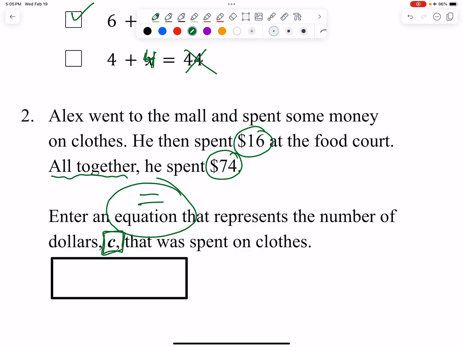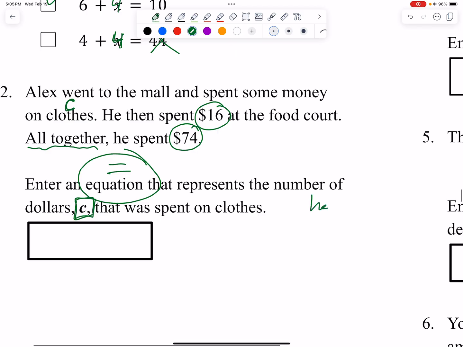So where do you see clothes? Oh, I see clothes right here. Let's see, what do you have that's important? I have C for clothes. I have a 16. I have a 74. And I have an equal sign. Those are the things that stood out to me. Now, let me try to go with this in order, because that's usually what helps to figure out where things go and see how things line up.